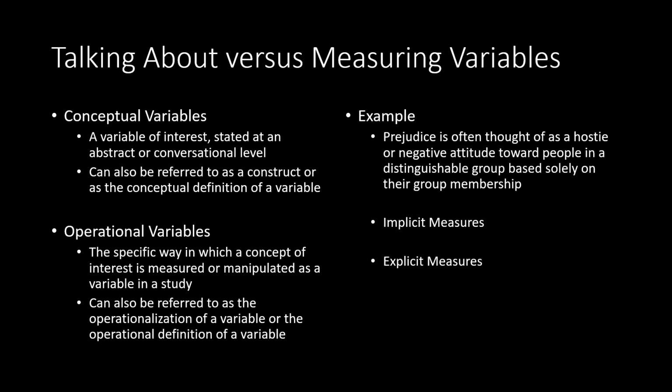So for example, we can talk about depression and we can talk about anxiety and we can talk about happiness, but many of these are actually, despite having very real ramifications on everyday life, relatively abstract concepts. And how do you measure something that is as abstract as that, let alone have a unified way of measuring something? This is where operationalization or operational variables come in. And this is the specific way in which a conceptual variable is either measured or manipulated in a specific study.